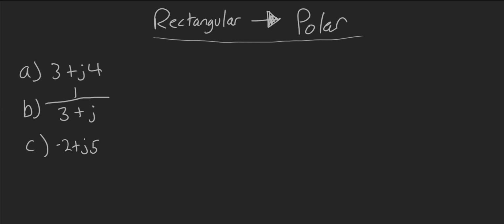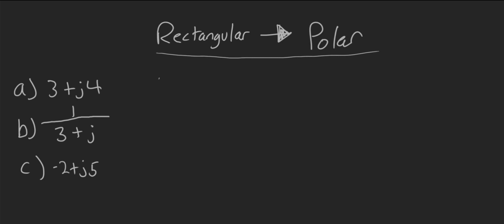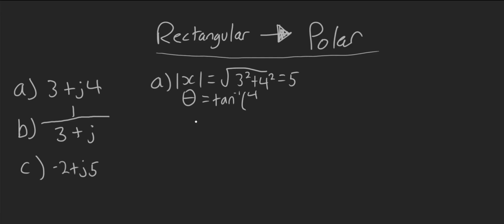Okay, so what I want you to do for this first set of problems is to convert these complex rectangular numbers. So let's start with part A and start by finding the magnitude. So that's the square root of 3 squared plus 4 squared, which is equal to 5, and the angle is equal to inverse tangent of 4 over 3, and that's equal to 53.13 degrees. So our final answer here is a magnitude of 5 with an angle of 53.13 degrees.